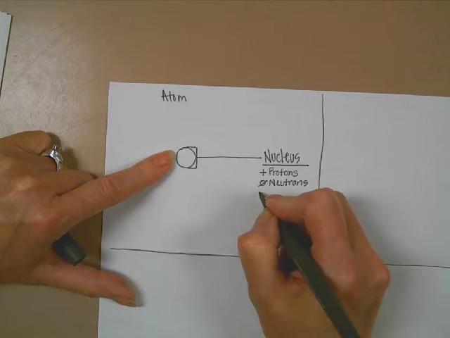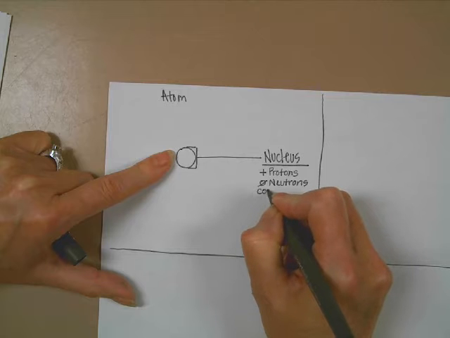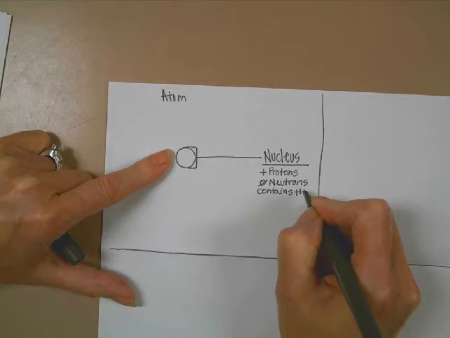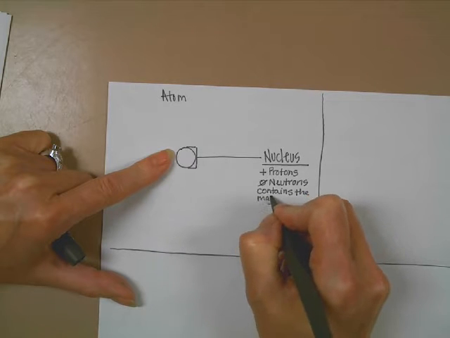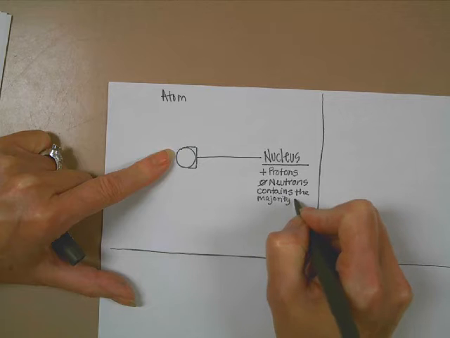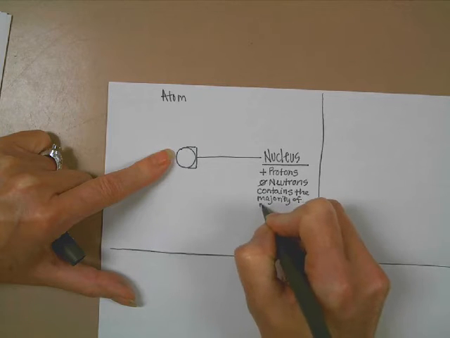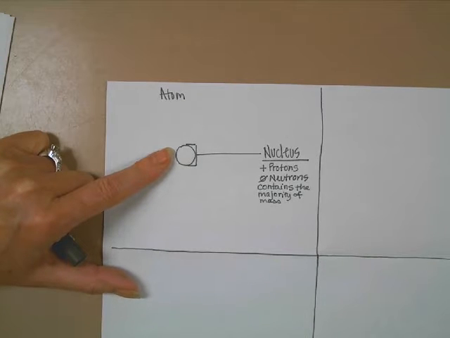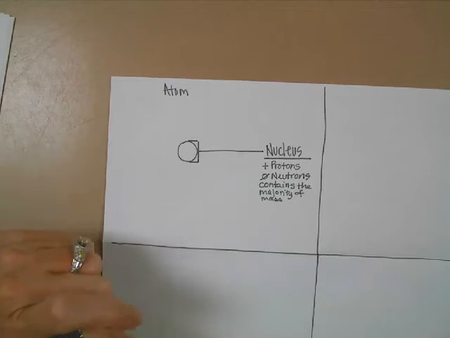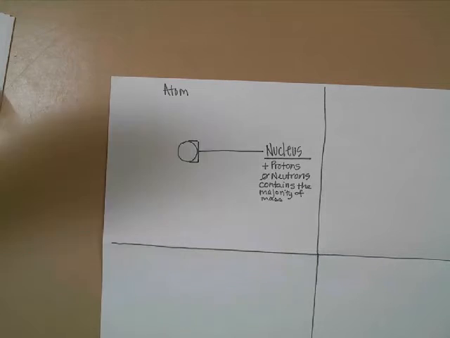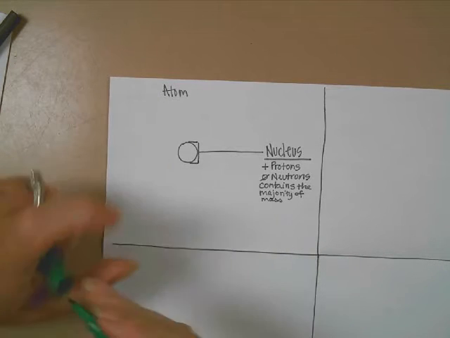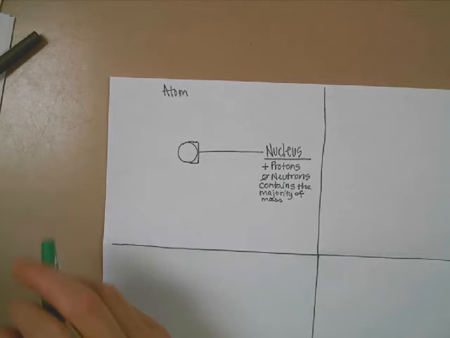And the nucleus contains all of the mass of the atom. So if you want to know where most of the stuff is in an atom, most of the stuff is in the nucleus, because remember, these are those larger particles, right? Protons and neutrons are larger particles. Let me get a couple of colors here.